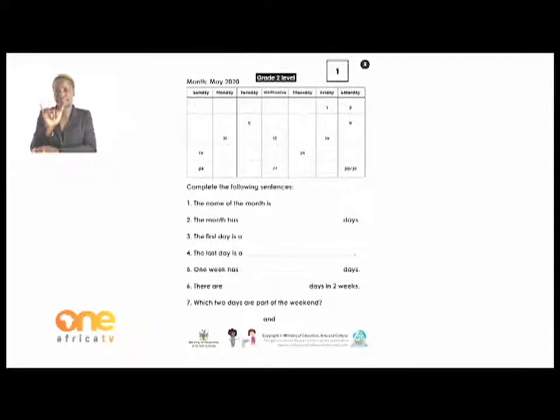The second one will be: the month has blank days. How many days does the month of May have? Can you help me with that, Landre? The days of the month. Then you look at the number of the dates that we have. What is the last number there? 31. 31, eh? That's correct. It's 31 days. So for the rest of the worksheet, 3, 4, 5, 6, and 7, I would like for you to complete that at home. And remember to have a calendar with you to help you.